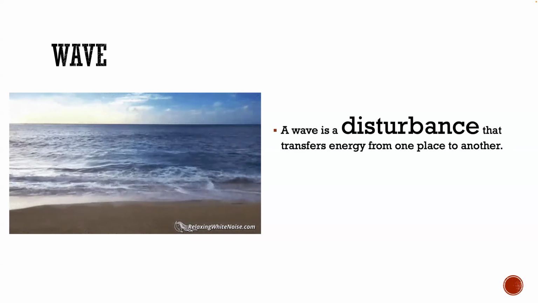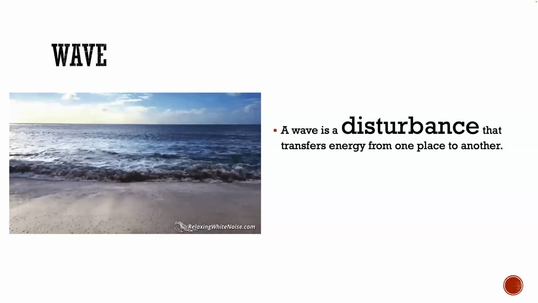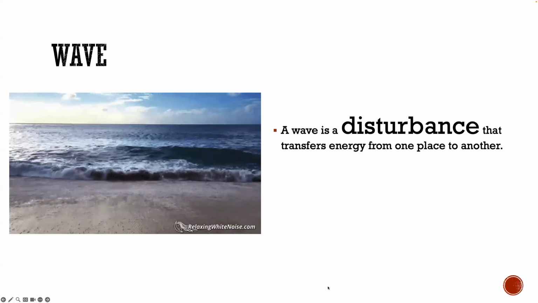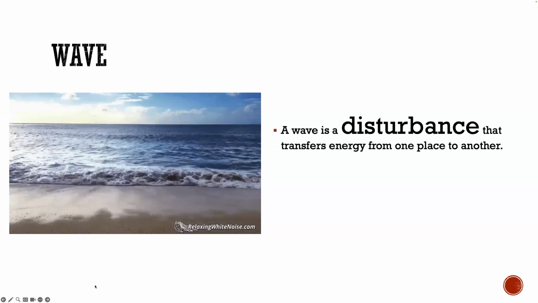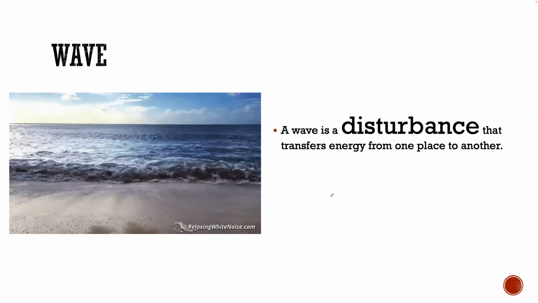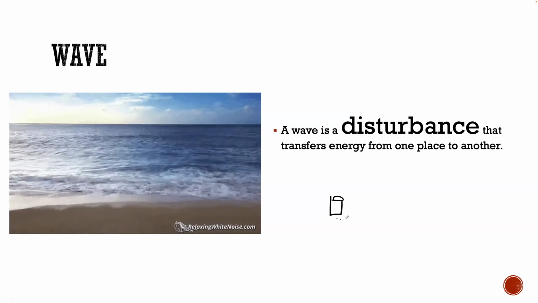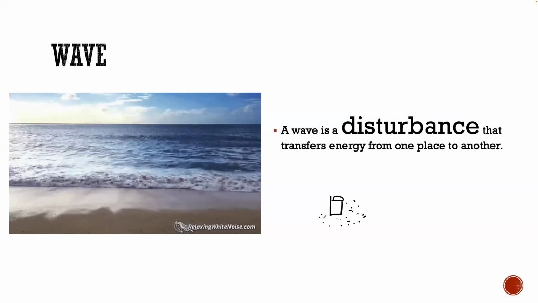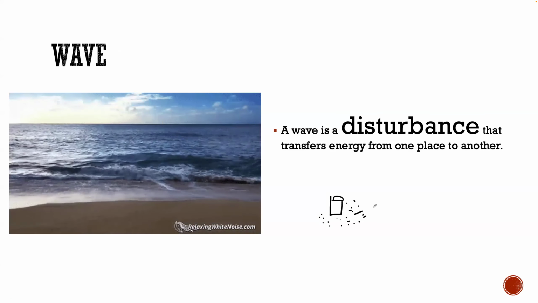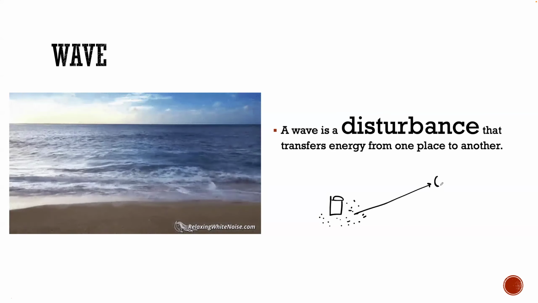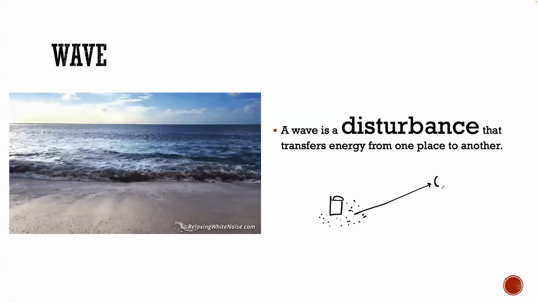A wave is basically a disturbance that transfers energy from one place to another place. For example, if you drop a glass onto the floor, it creates a sound. How does it create a sound? When the glass is dropped, it breaks into pieces, which disturbs the air particles around it, and those air particles transfer the energy until your eardrum, and the eardrum gets disturbed due to those air particles, and therefore you hear that sound.